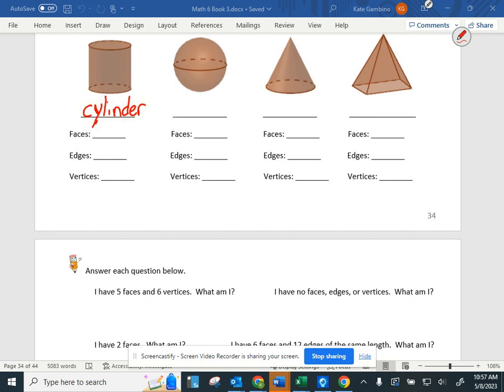So what is a face? A face is a flat surface. So there are only 2 flat surfaces. There are 2 faces. That side is curved, wrapping around. You can't count a curved side because it is not flat. It is curved. How many edges are there?